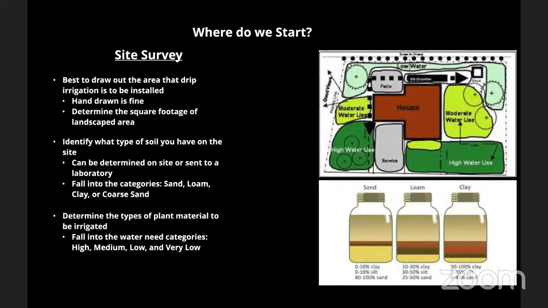And that's not as much going to modify the emitter type or how far apart those are, but mostly that's because we want to make sure we're grouping our plants with similar water needs. And so with drip, it's very easy. For example, as you can see here, it's an odd shaped area with high water use, and then a small area with moderate water use, and then around the whole side, low water use.